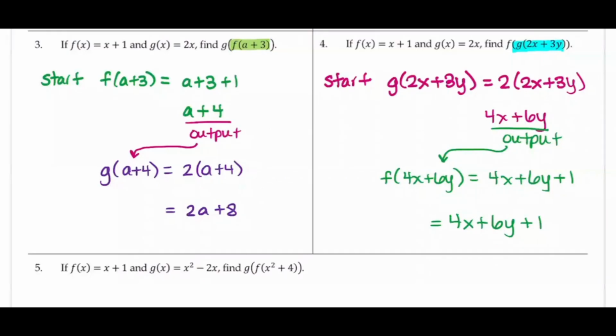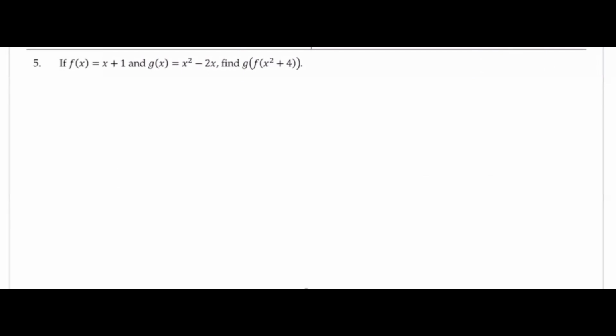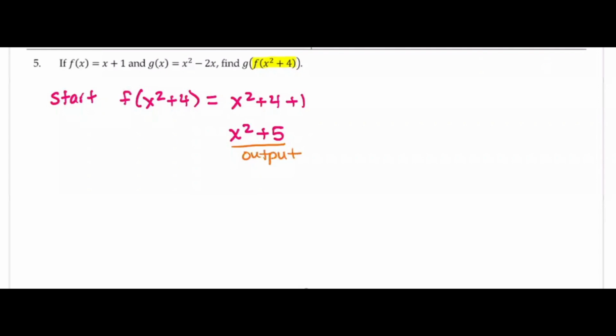And last question here, number 5. We have if f of x is equal to x plus 1 and g of x is equal to x squared minus 2x, find g composed of f of x squared plus 4. So we are starting with the innermost function, again, the function that is closest to the input, which in this case would be f. We're going to take that input and put it into the f function. We get an output of x squared plus 5. That now becomes the input for the g function.